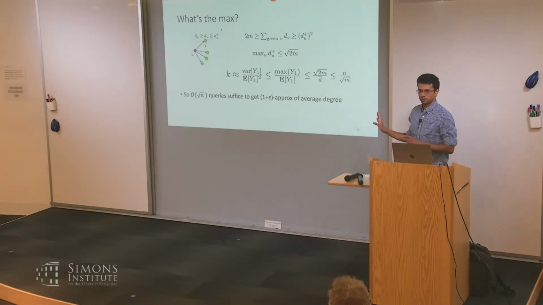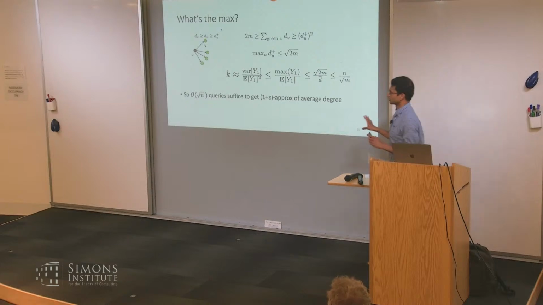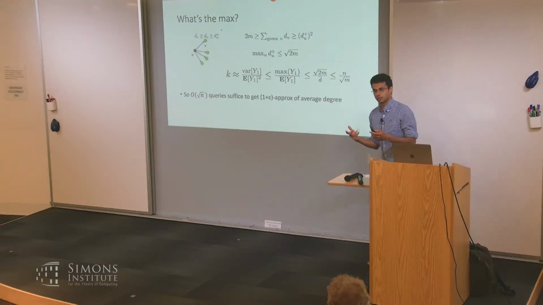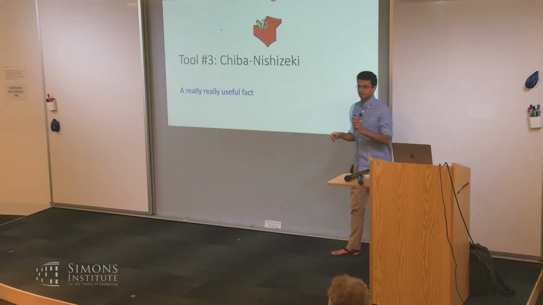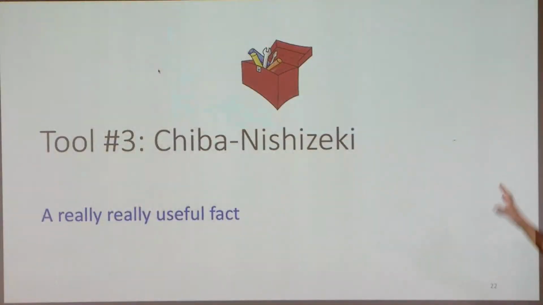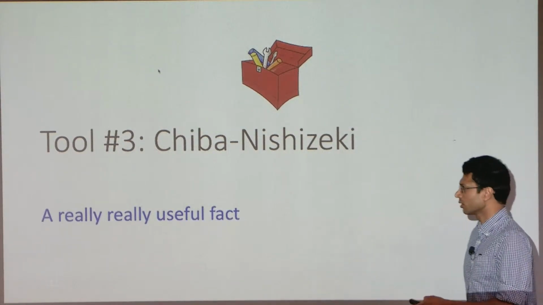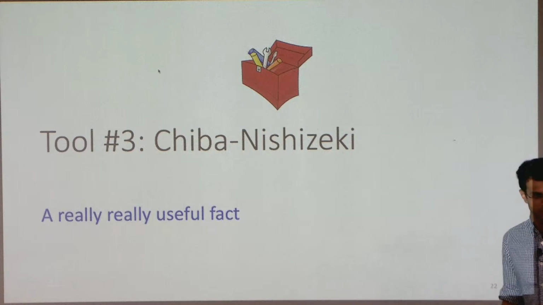So any questions? Okay, I hope people are still awake, because the next one is a little more technically involved. But it's another very useful fact. If nothing else, if you just learned this fact, I think it is useful for lots of subgraph counting questions. This is an inequality of Chiba and Nishizeki.